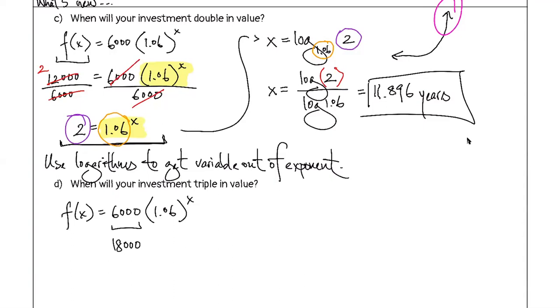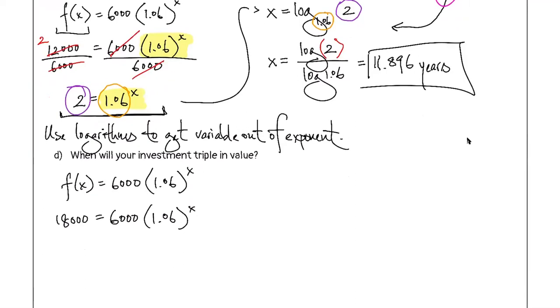Ah, okay, good. So I love that clarification there. We're going to change, maybe we say the f of x, right? The f of x changes to 18,000 because we want to know when it's going to be 3 times as much, all right? So great job with that, folks.